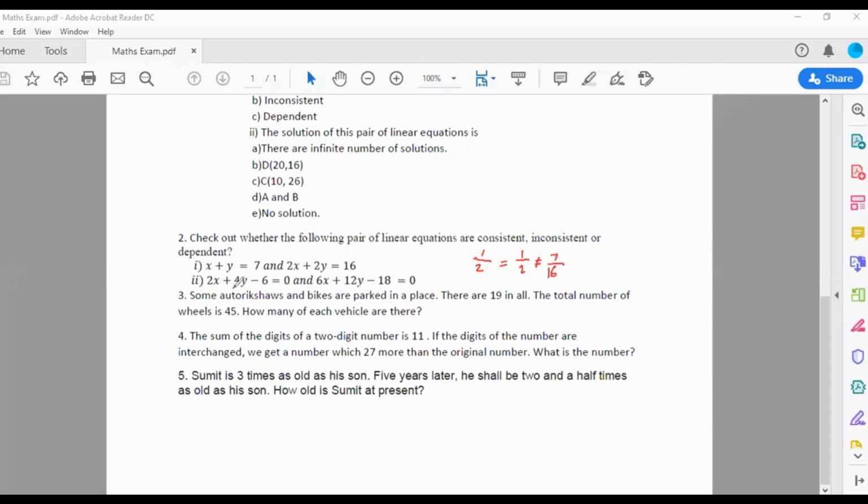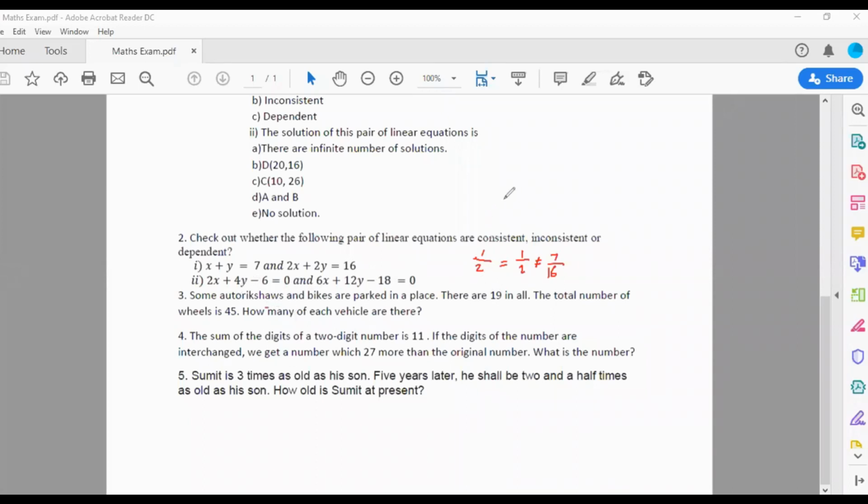And the second one, 2x plus 4y minus 6 is equal to 0 and 6x plus 12y minus 18 is equal to 0. Consistent or inconsistent or dependent? What did you write? Dependent. Yes, dependent is correct. This is a little bit confusing.